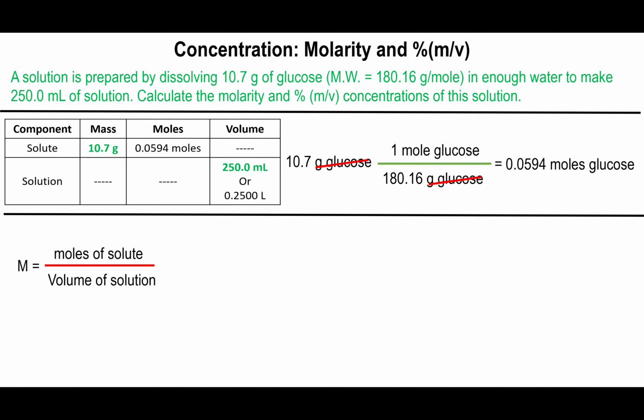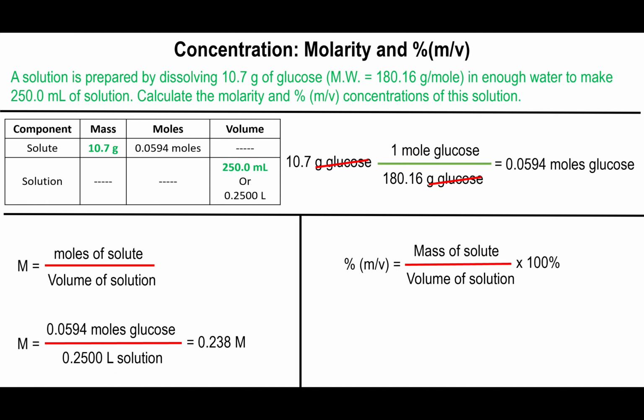We need to introduce the moles of solute, which is the 0.0594 moles, and we're going to divide this by the volume of solution in liters, so 0.2500 liters. We carry out that division, and upon doing so we find that this number ends up being equal to 0.238 moles per liter, or capital M as an abbreviation. We also refer to this as molar concentration, 0.238 molar concentration.